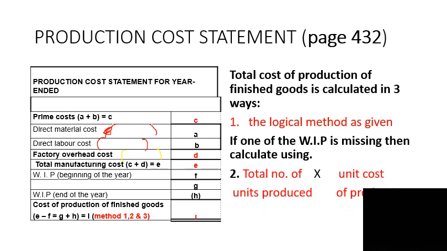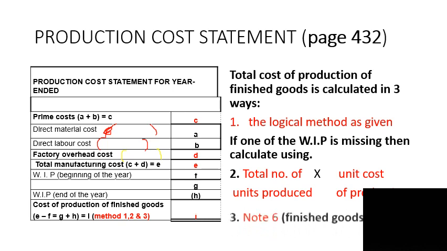Our method 2, if we do not have work in process. Our first suspect is method 2, which we can use to calculate our total cost of production. It says total number of units produced multiplied by unit cost of production. It will give us the total cost of production, which means we will be entering the total cost of production, and we work backwards to calculate the missing amount of work in process.